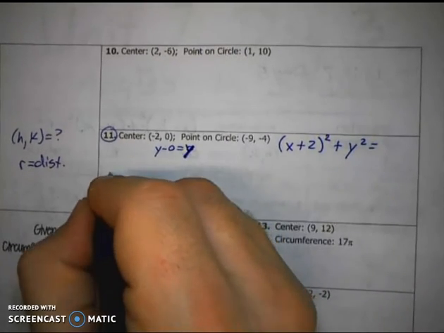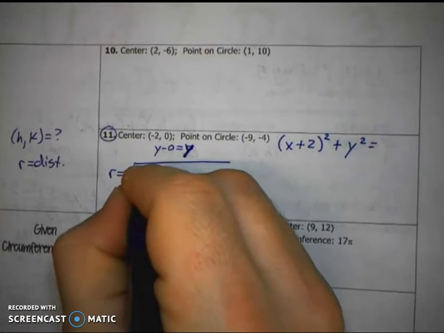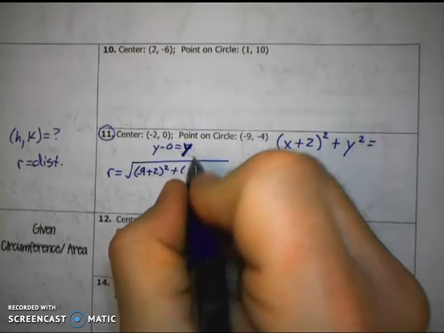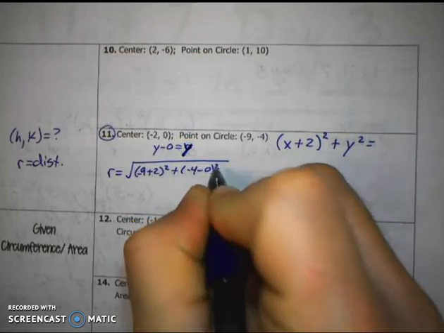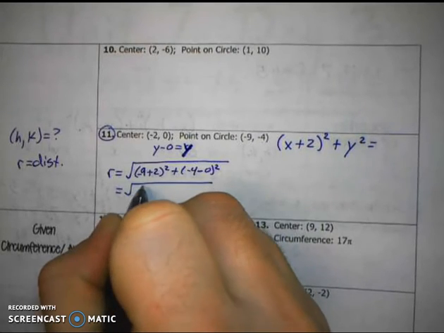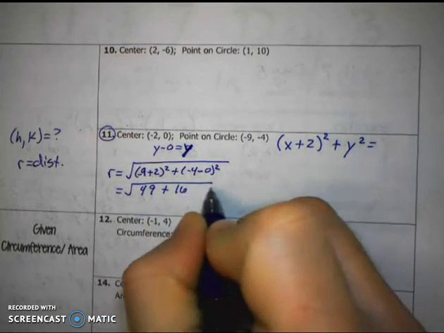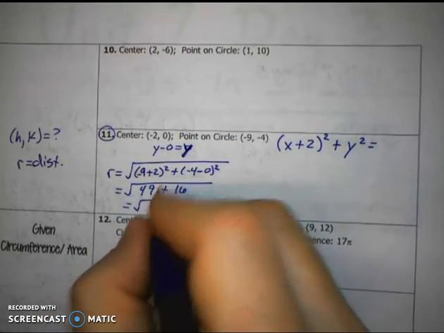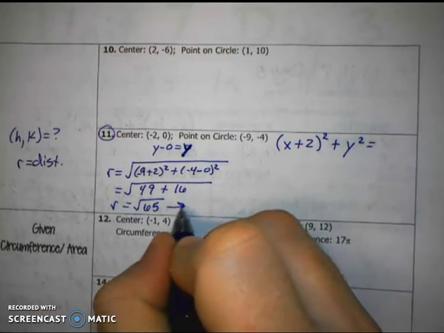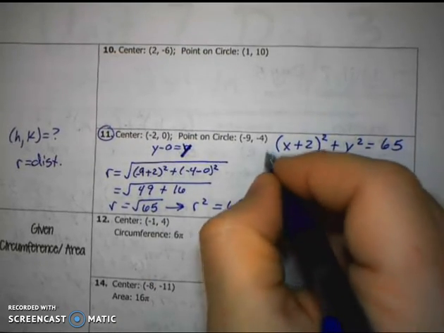And now I need to find the radius using the distance formula. Okay, we're going to do negative 9 minus negative 2, or make it plus 2, and negative 4 minus 0. Square that. Negative 9 plus 2 is negative 7. Negative 7 squared is positive 49. Negative 4 minus 0 is negative 4. Negative 4 squared is positive 16. 49 plus 16 is 65. So the radius is the square root of 65, but radius squared is just 65. Okay?